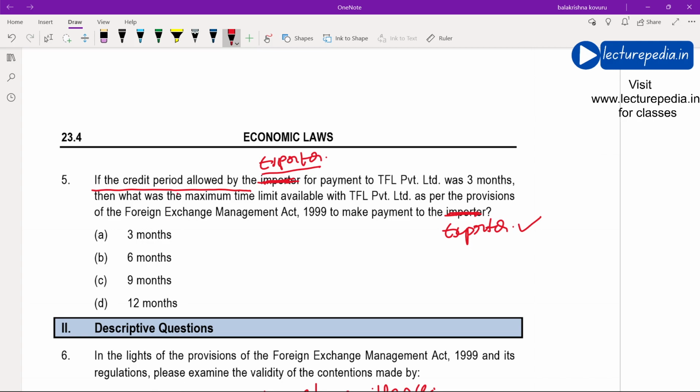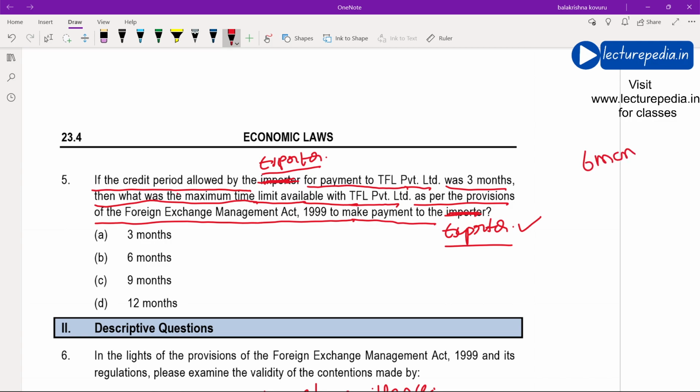If the credit period allowed by the exporter for payment to TFL Private Limited was 3 months, then what was the maximum time limit available with TFL Private Limited as per the provisions of Foreign Exchange Management Act 1999 to make payment to the exporter? Basically, if you import any goods into India, you have to make the payment regarding those goods within a period of 6 months from the date of shipment. Thereby, option B, 6 months would be the correct answer.